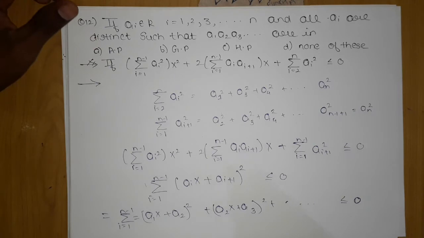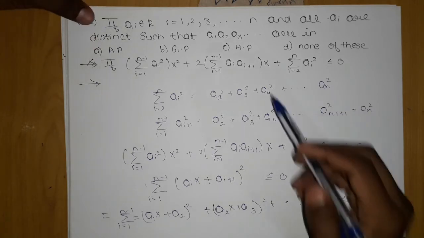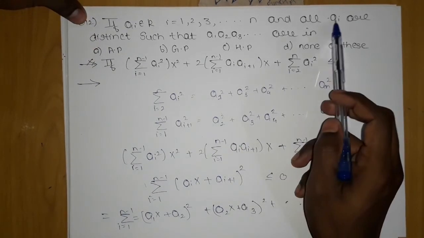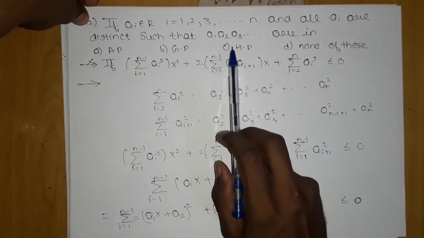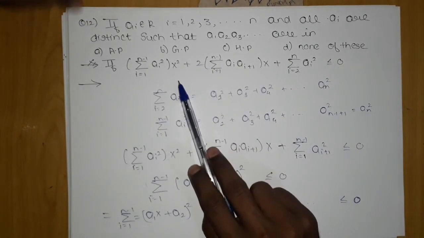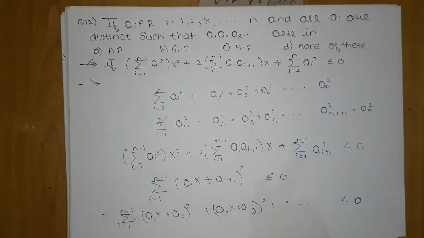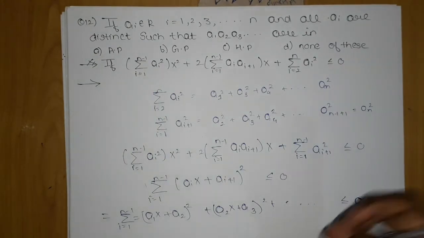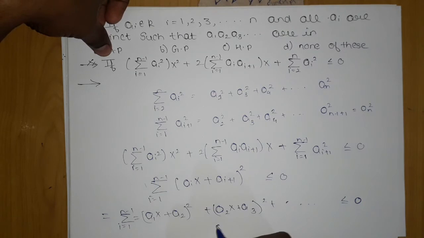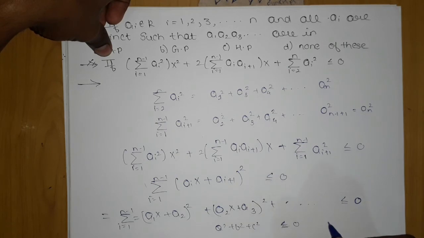Now, this is a sum of squares of terms, and here it is given that the a_i are distinct and belong to R, which means they are real numbers. So for real numbers, if I take a square plus b square plus c square, it should be less than or equal to 0. It cannot be less than 0. The only situation that arises is a square plus b square plus c square equal to 0.